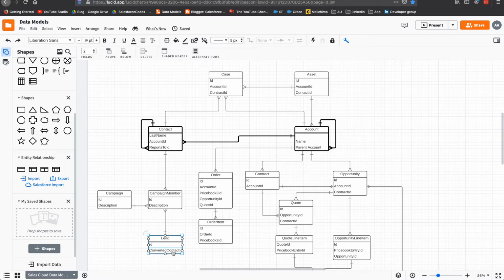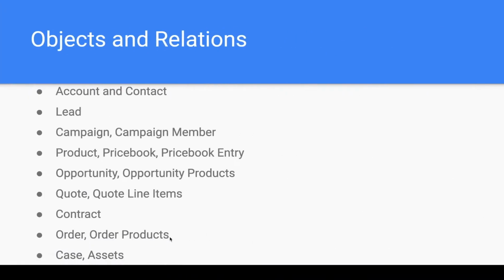Lead has converted contact ID, converted account ID, and converted opportunity ID fields. These fields are actually pointing to the contact, account, and opportunity objects once it is converted. But till it is converted, these fields will be empty. At a very high level, keep in mind that leads are used to track potential customers or prospects in Salesforce.